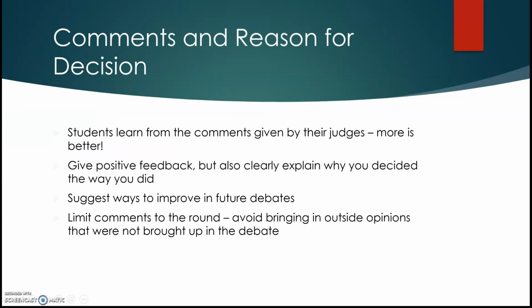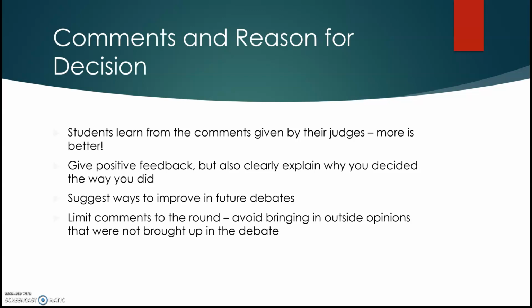The most important thing that you provide to our students, though, is the comments that you give to them after the debate is over, written on your ballot. Students will learn from those comments, and so more comments is always better. The more insight you can give us as to why you voted the way you voted, the better our students can prepare and learn from that debate.